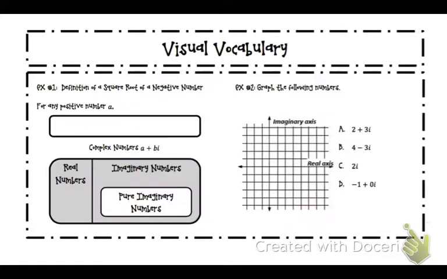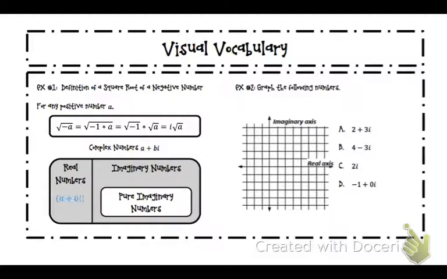Okay, let's do some more vocabulary. For any positive number a, we need to find the square root of -a. Negative a is the same thing as -1 times a, which is the same thing as the square root of -1 times the square root of a. The square root of -1 is i, so that's i square root of a.